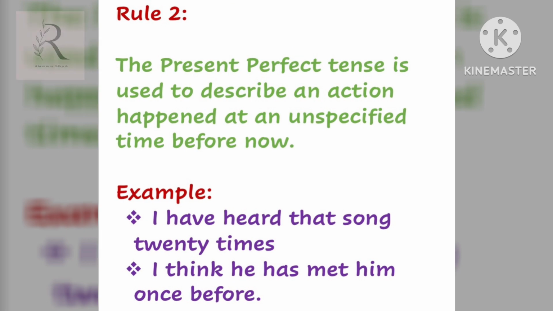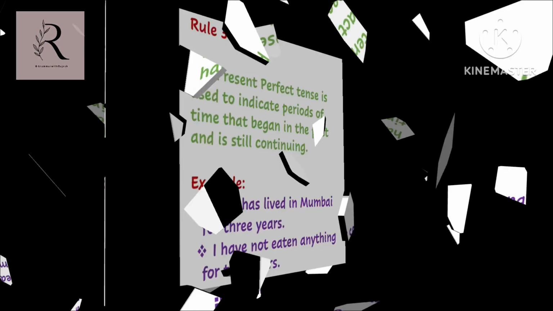Rule number 2. The present perfect tense is used to describe an action that happened at an unspecific time before now. For example, I have heard that song 20 times. I think he has met him once before.